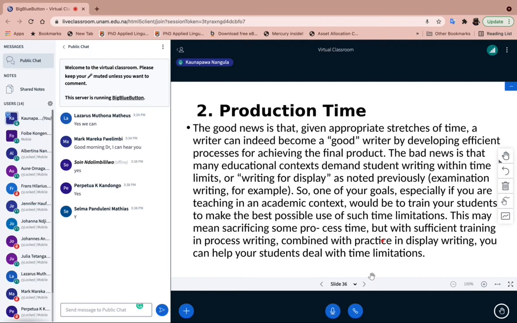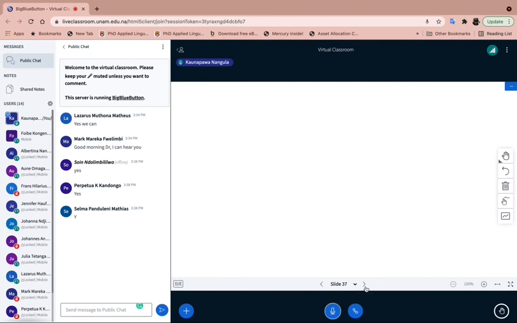For example, in the examination, they don't get a chance to really do the process writing. Their time is limited, and they have to produce the product that is expected of them. And then next, what do we have?